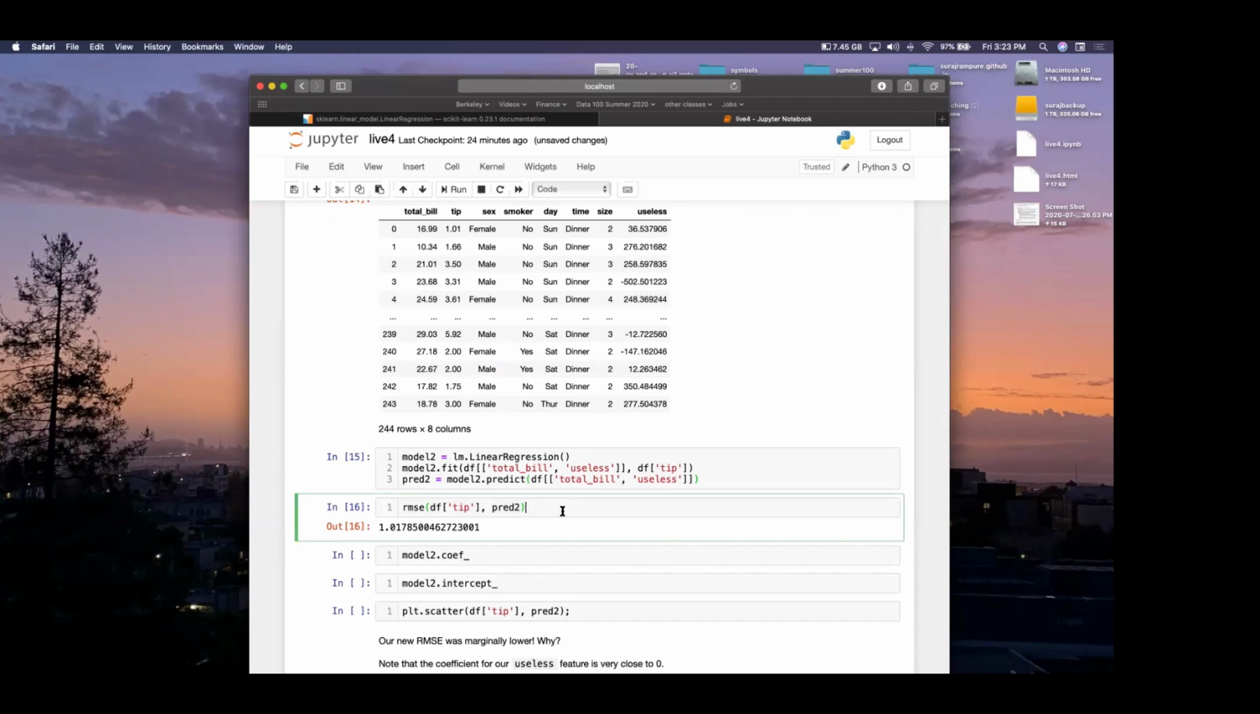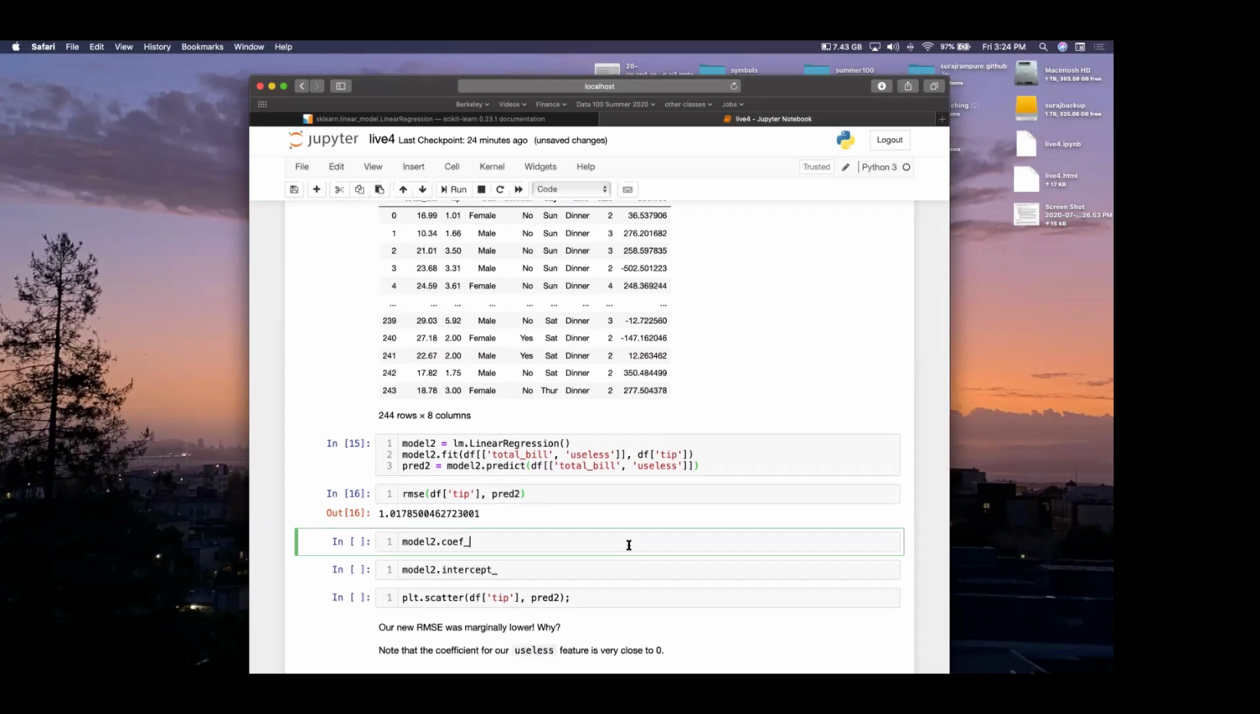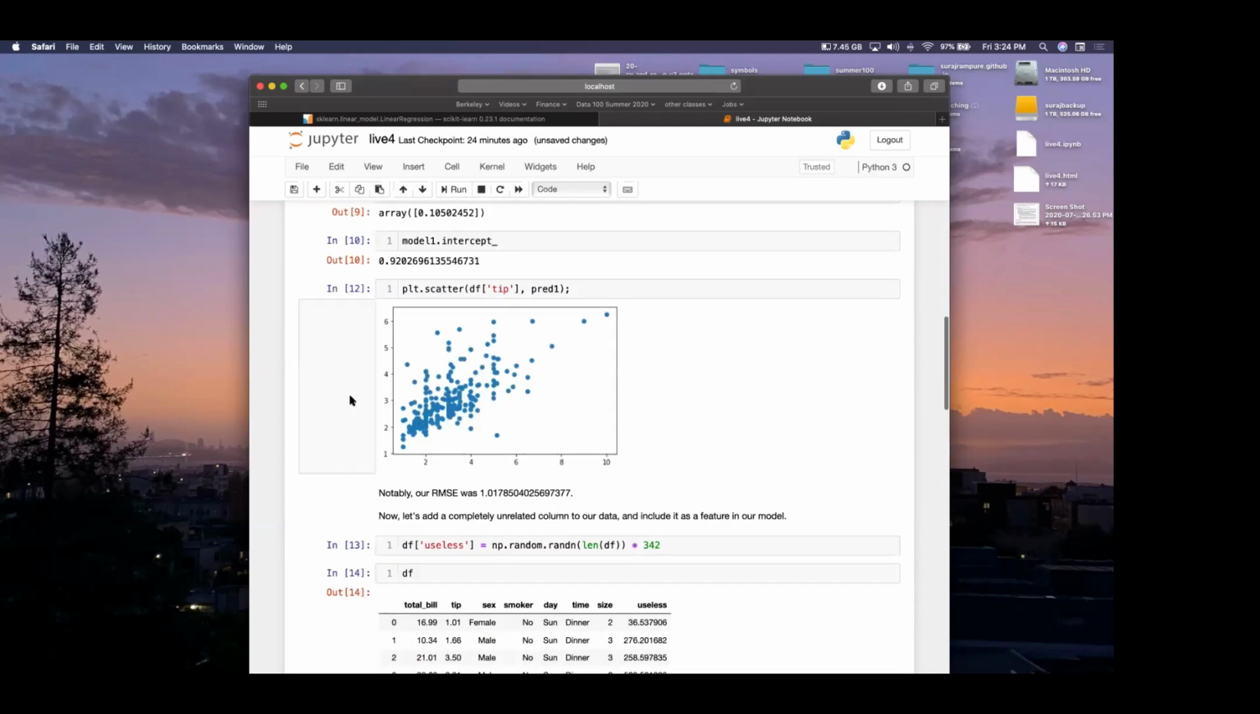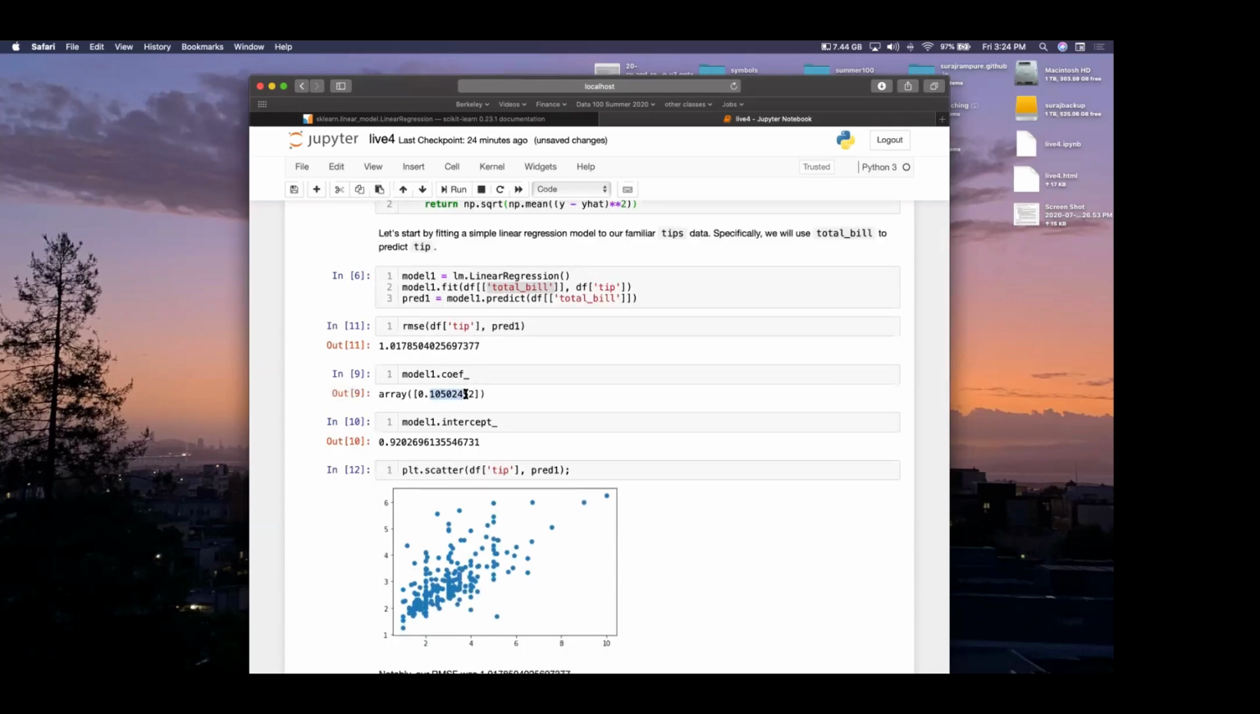Any ideas? One answer is more degrees of freedom. It will ignore the garbage feature. It does not weigh the useless feature very highly. Yeah, you're on the right track. If we look at the coefficients, you can see the coefficient for total bill is 1.0503 or so, and before it was almost exactly the same.